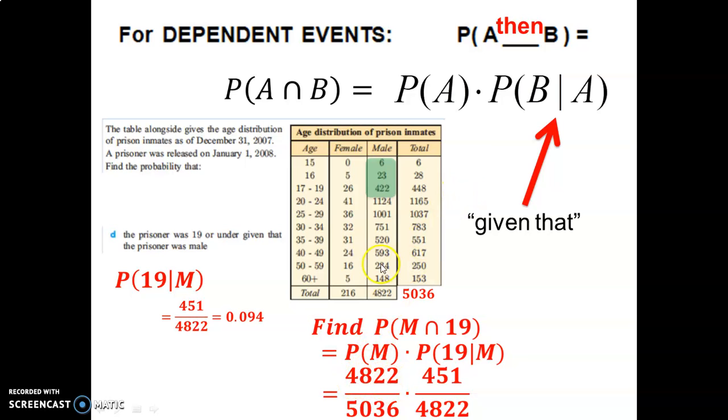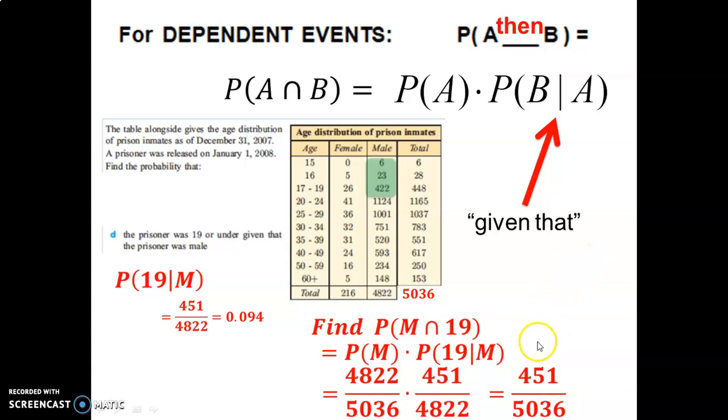Probability of getting a male is 4,822 out of the whole group of people right here. And then we multiply by the probability of choosing somebody that is 19 and under, given that we're already talking about just the male group, right? So 451 out of this group here, which is what we had here. Notice these two here, we have this numerator and this denominator the same number, so we can cancel those numbers, and we end up with 451 over 5,036. That is our answer to this question.